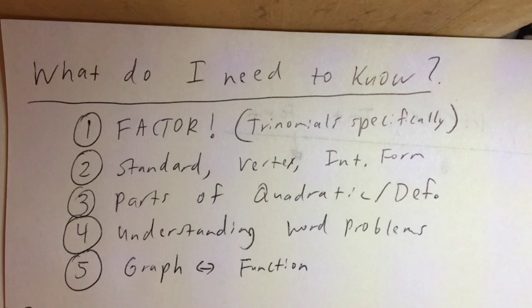In the 4th section, I'll talk about word problems, because we haven't done a lot of that. We did one worksheet on it, but didn't really do a lot. And lastly, number 5, I'll talk about how to go from a graph to a function. I'm not going to stress number 5 a lot, but I want to go over it because that's what I'm going to be going over tomorrow. Anyway, let's start off with number 1, factoring.